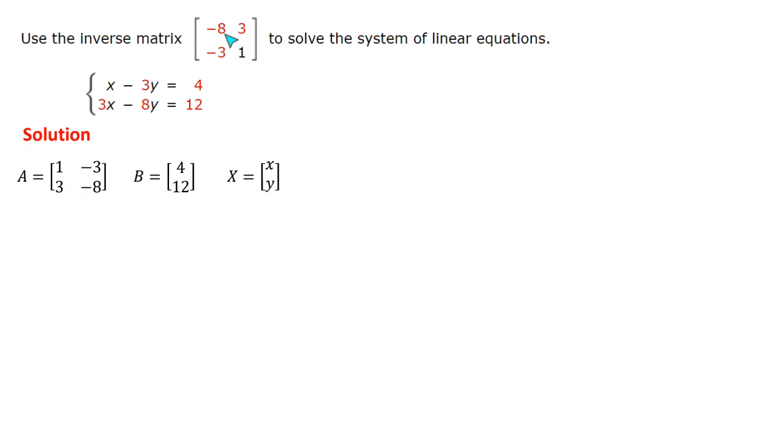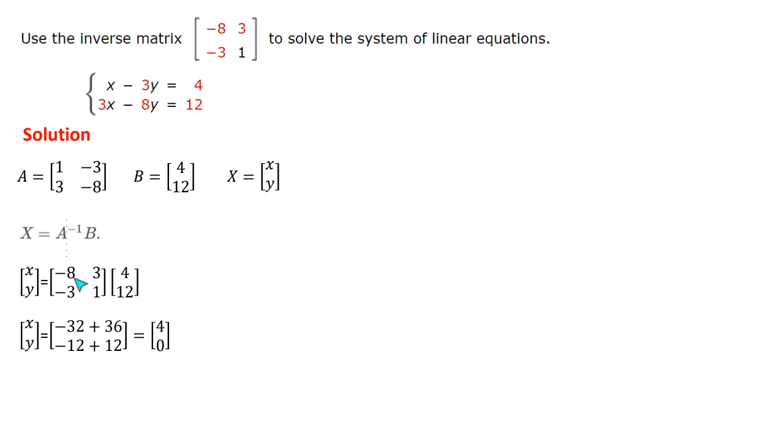So we set up our formula. We have X, which is X and Y, equal to our inverse, which was given, negative 8, 3, negative 3, and 1, times B, which is 4 and 12. Now all we have to do is multiply those two matrices together. Negative 8 times 4 is negative 32, and 3 times 12 is 36. We add negative 32 plus 36, which gives me 4.